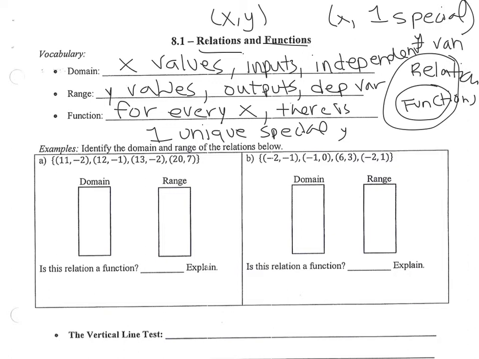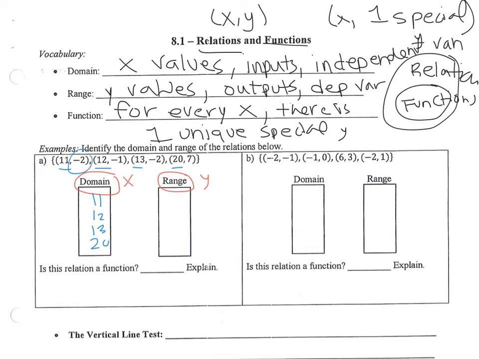Okay, so let's look at, we're going to make what's called a mapping here. So the domain, remember, is the x values and the range is the y values. So what I'm going to do is, given this relation, remember a set of ordered pairs, these brackets right here means it's a set. So we're going to list off the x's, just how they come up here. So I see 11, a 12, a 13, and a 20.